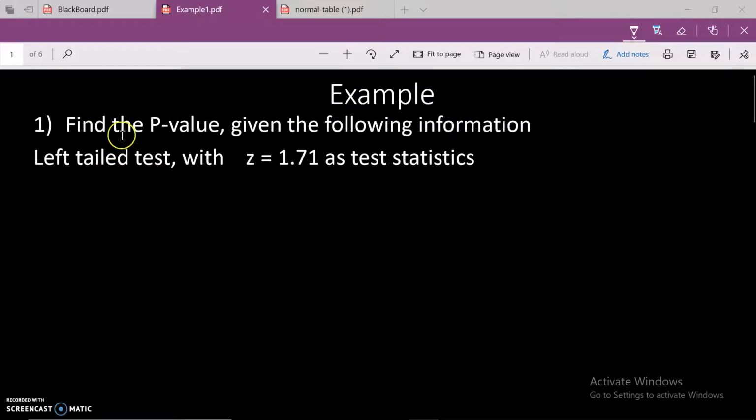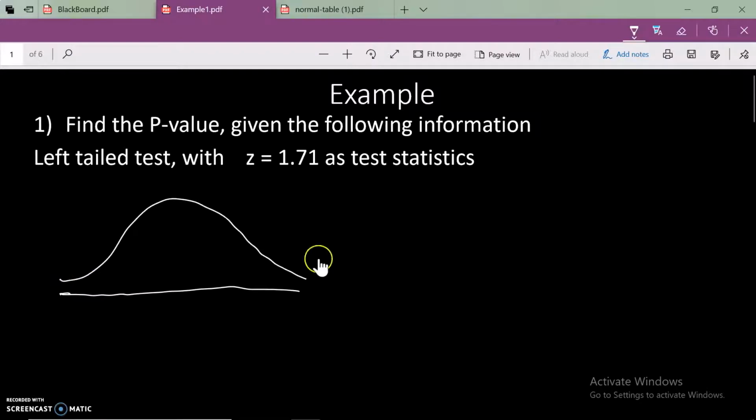This is example number 1. You are asked to find a p-value given the following information. It's a left tail test, with z equal to 1.71 as a test statistic. So we are going to draw a normal curve, a bell-shaped curve. Exactly in the middle, we have the mean value, which is 0. We have 1, 2, 3, and minus 1, minus 2, and minus 3.